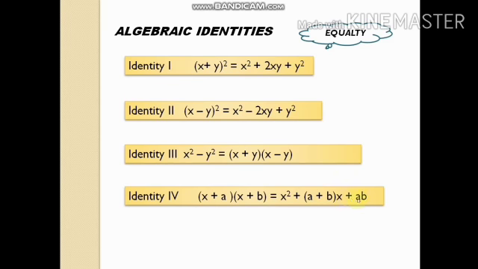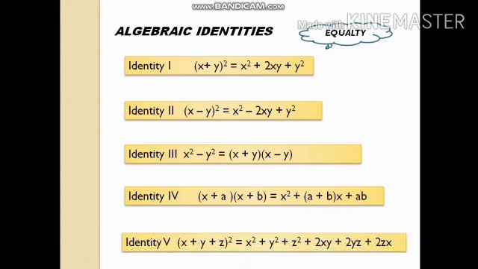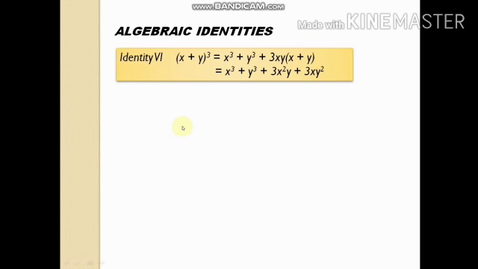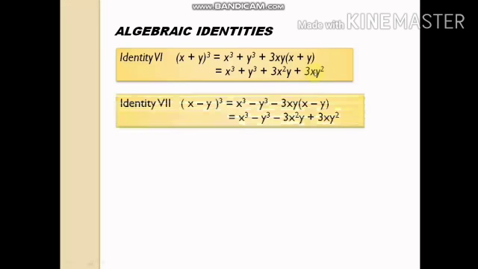Fourth identity is (x plus a) into (x plus b) equals x square plus (a plus b) into x plus ab. Now the next identity is your new identity which we learned this year: (x plus y plus z) whole square equals x square plus y square plus z square plus 2xy plus 2yz plus 2zx. Sixth identity is (x plus y) whole cube equals x cube plus y cube plus 3xy within bracket (x plus y), and this is another form of this identity. Seventh identity is (x minus y) whole cube equals x cube minus y cube minus 3xy within bracket (x minus y). This is another form of this identity.